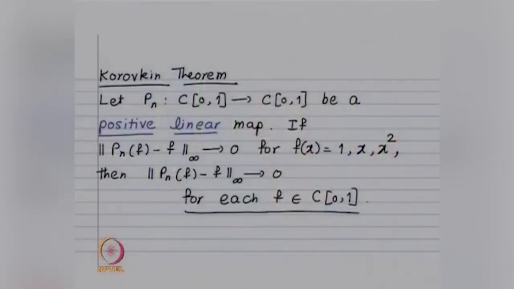We want convergence for all continuous functions. Now, this convergence will be assured provided you can show convergence for three simple functions: the constant function 1, the function x and then the function x square. But of course, our map should be linear and it should be a positive map. We have already proved the convergence for these three functions, which will tell us that you have the convergence of Bernstein polynomials for each f belonging to c 0 1.